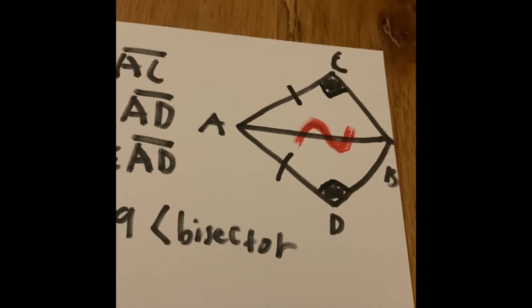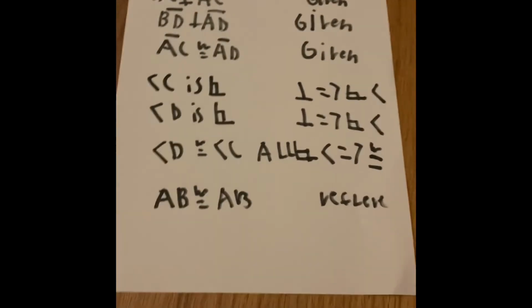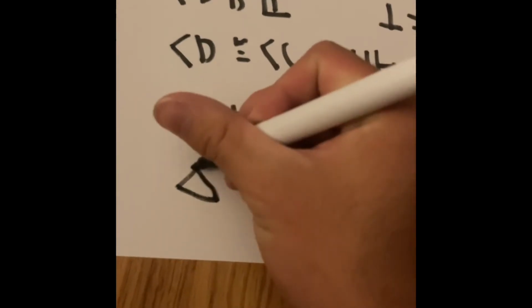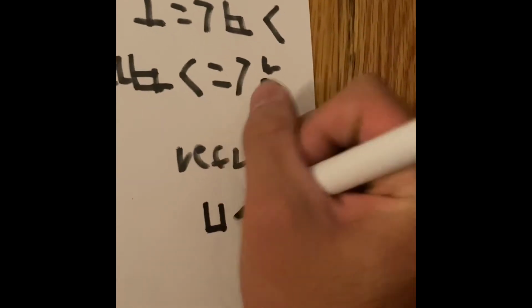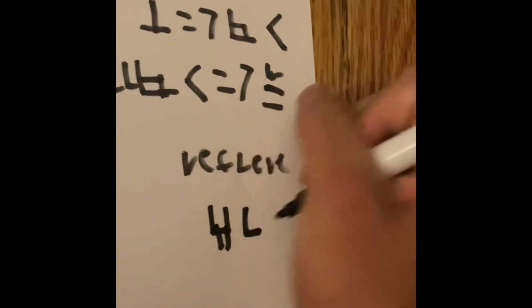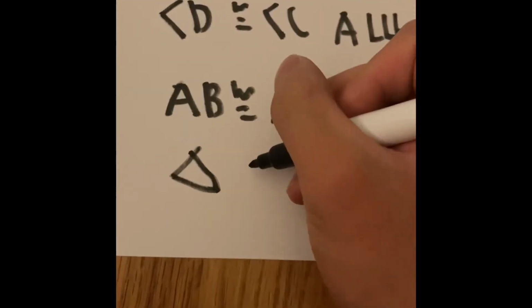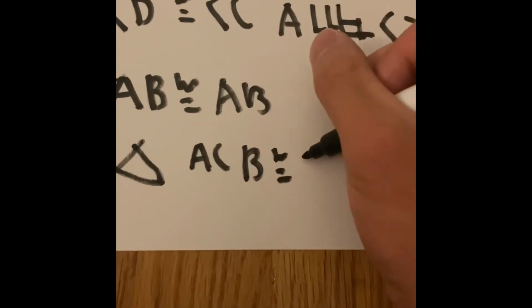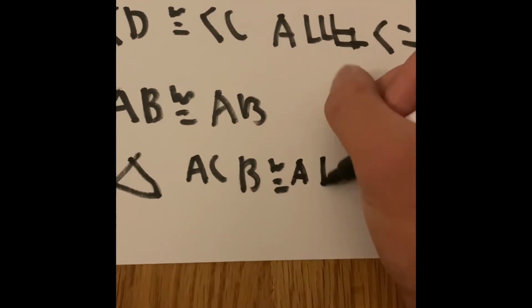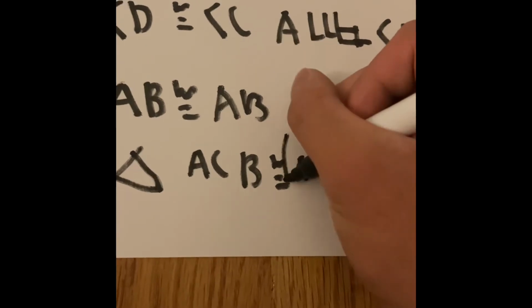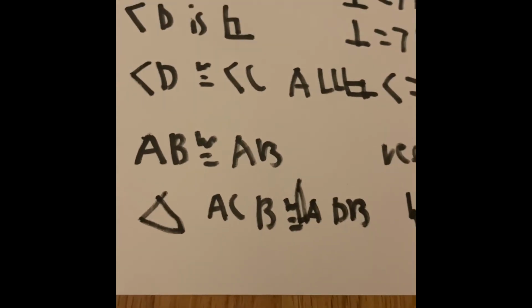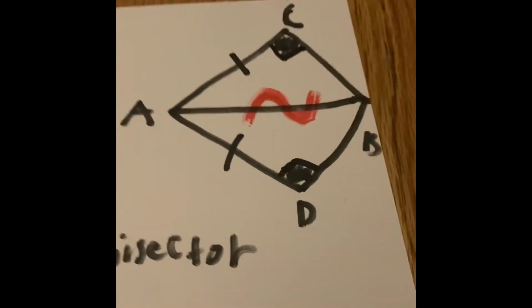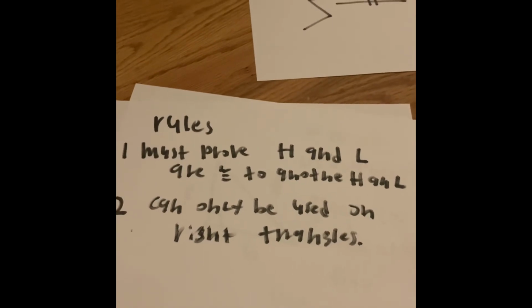So you know what the next step might be? Yes! We can finally prove our next step. We can now say, finally, we can use the HL theorem, hypotenuse leg. So triangle ACB has to be congruent with triangle ADB. The reason why we do that is we have two right triangles. Now we have the permission with the rules to use the HL theorem.